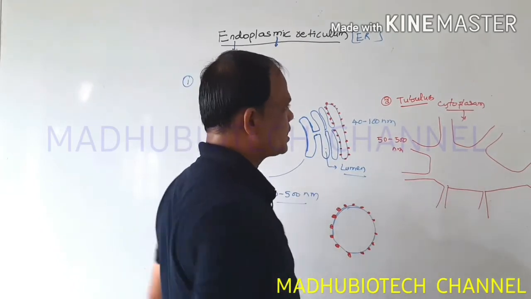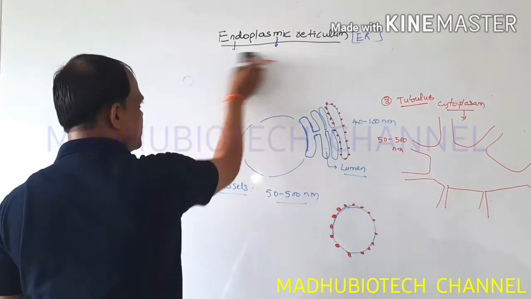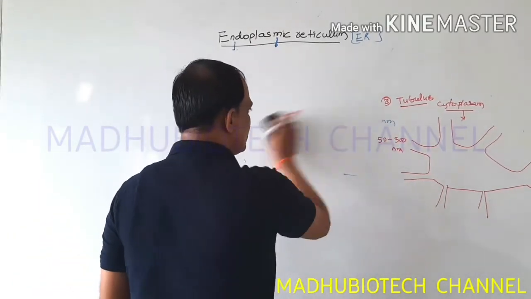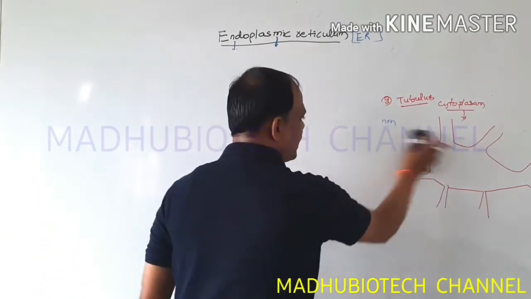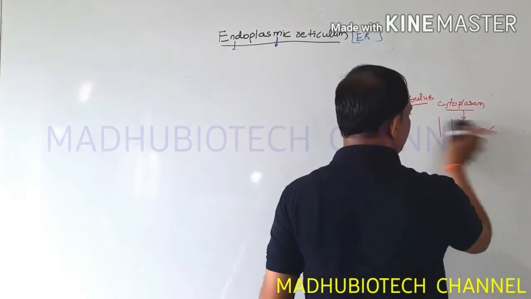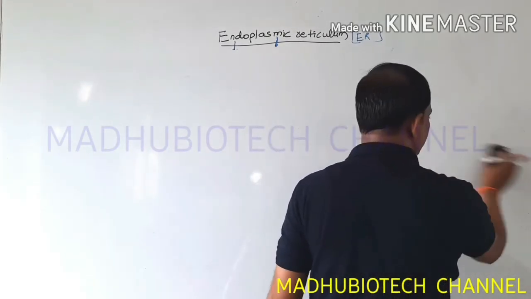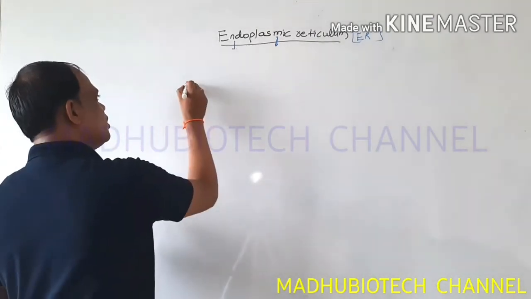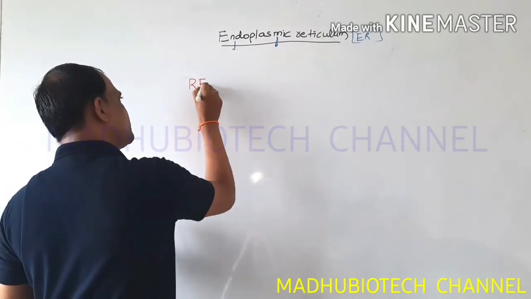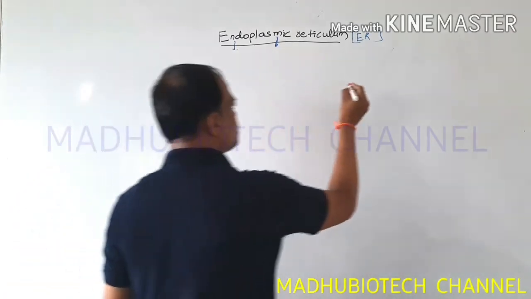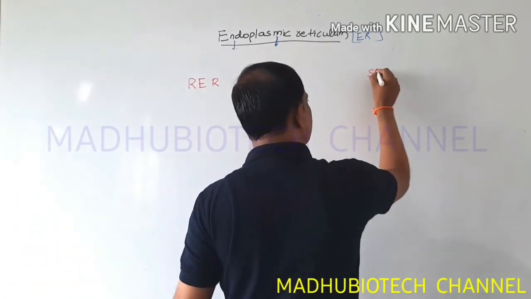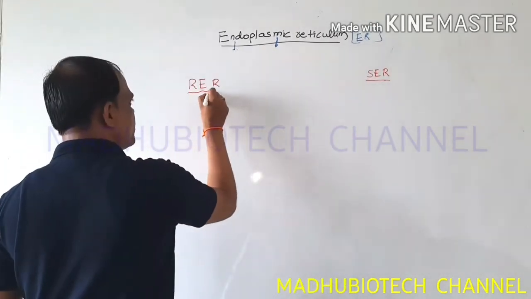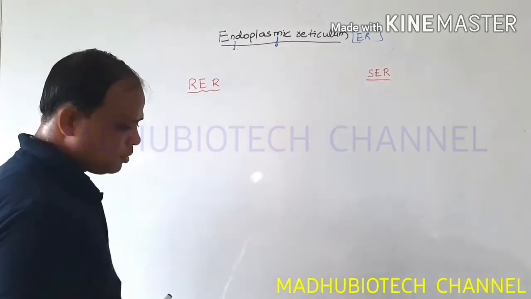These three parts are made up of the endoplasmic reticulum, and based on the size and the structure of the endoplasmic reticulum, there are two types of reticulum present: rough endoplasmic reticulum and smooth endoplasmic reticulum.